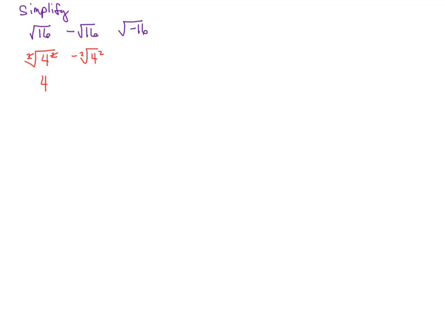We'll do the same thing on the second problem. Leaving the negative on the outside, we have the square root of 4 being squared. The 2's cancel, giving us negative 4.